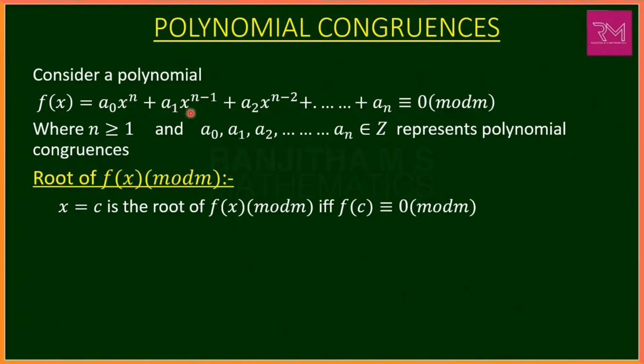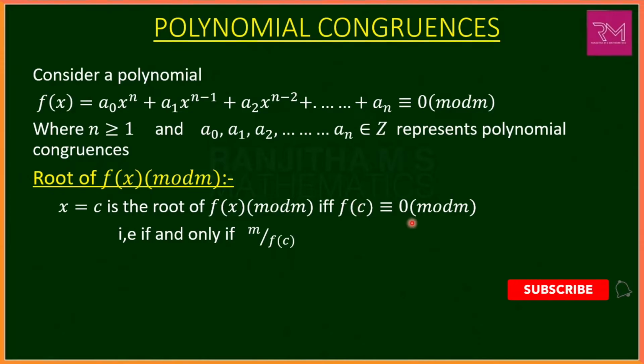c may be 0, 1, 2, 3, etc. We have to substitute the c value for x such that f(c), that is the function under c, is congruent to 0 mod m. If the congruence is satisfied, then we can call c a root of f(x) under mod m. Or we can say f(c) is congruent to 0 mod m, which we can write as m divides f(c). Therefore, x = c is a root of f(x) under mod m if and only if m divides f(c). So this is our root of f(x) under mod m.